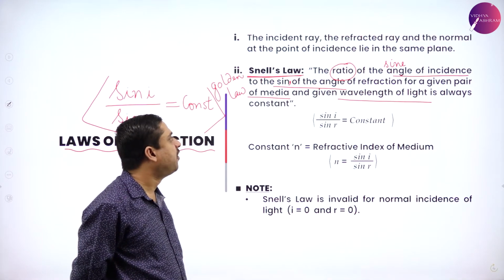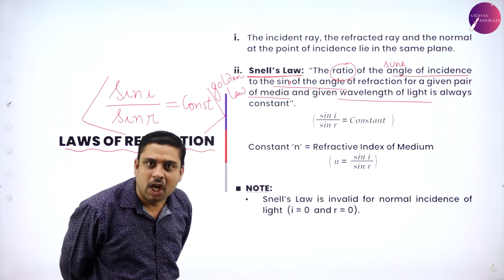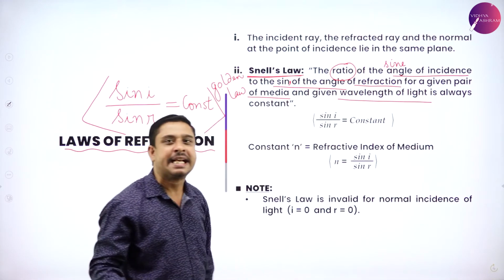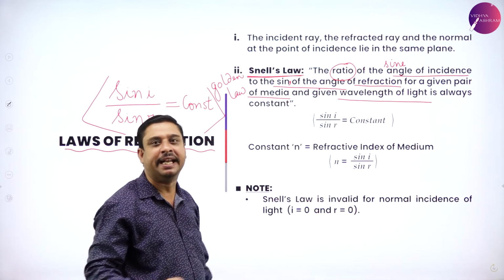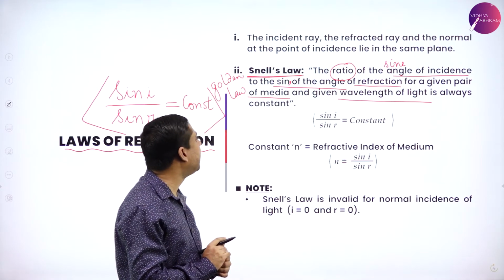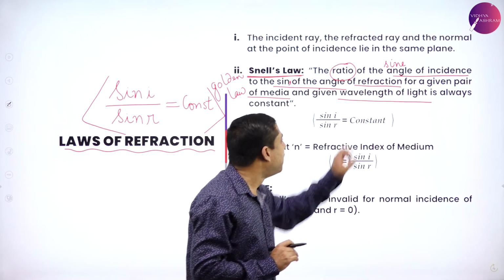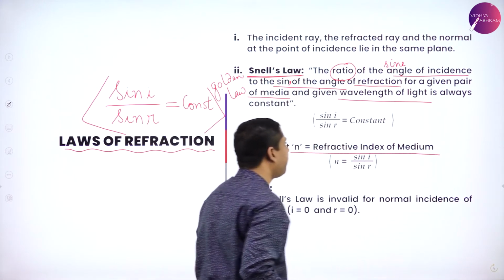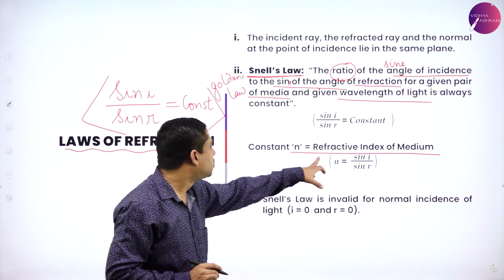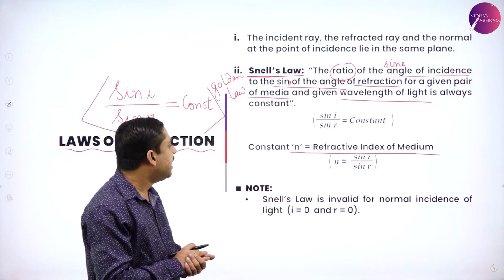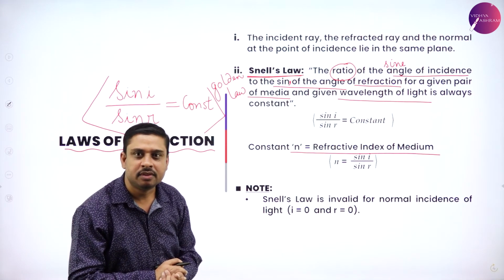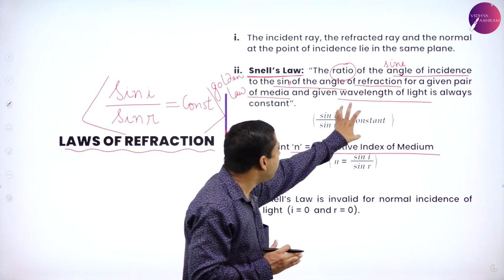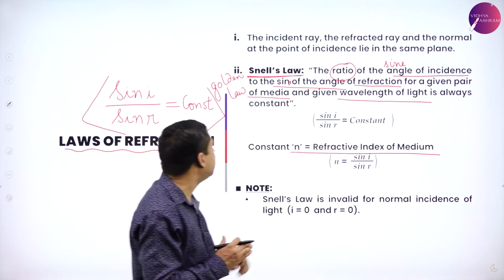So the ratio of the sine of the angle of incidence to the sine of the angle of refraction, considering any pair of media and any wavelength of light, should be a constant. So we write sine i by sine r is a constant, where the constant is called the refractive index of the medium. So n is called the refractive index of the medium. A very important term, refractive index. So n, the constant of sine i divided by sine r.